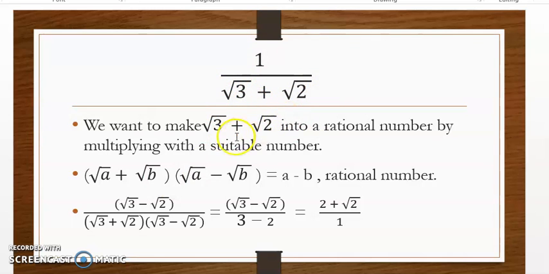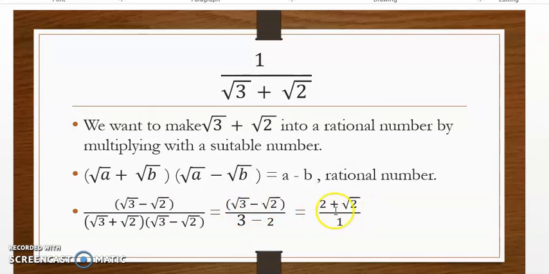Now let us look at one more example, 1 by root 3 plus root 2. This is also an example where the denominator contains a radical sign. So I use the identity root a plus root b into root a minus root b is a minus b, which is a rational number. So to make the denominator a rational number, the suitable number that I will be choosing to multiply will be root 3 minus root 2. So the denominator will be a minus b, or 3 minus 2, which is 1, and the numerator will be root 3 minus root 2.